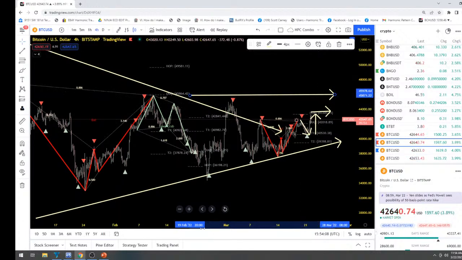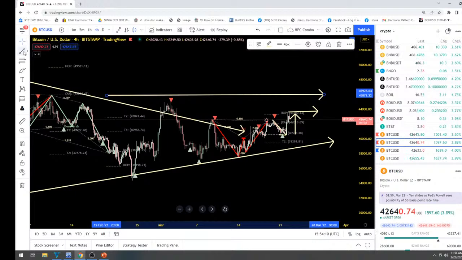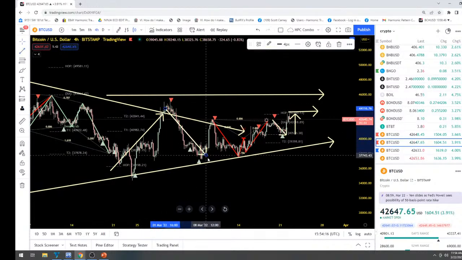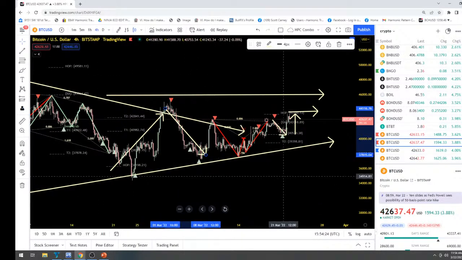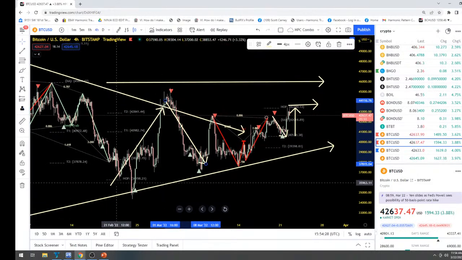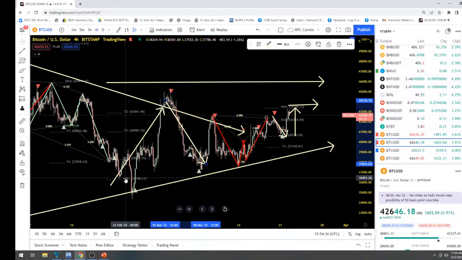And this type 2 crab pattern that started over a month ago is now working out. I would think, treat this as an extended type 2. Think of it that way. This first reaction was ideal off the hop level. Sloppy in the zone, exceeded the hop a little bit, but that was the end of the correction off of the original bat pattern.